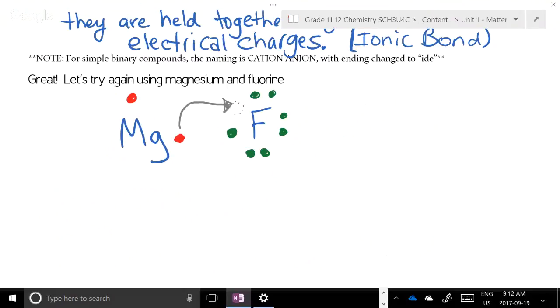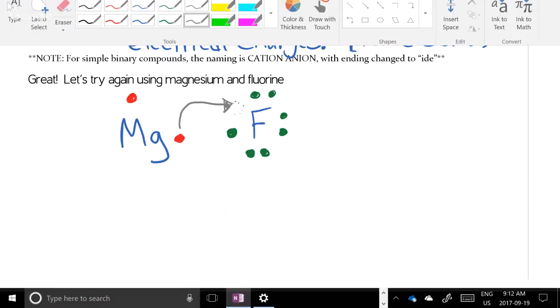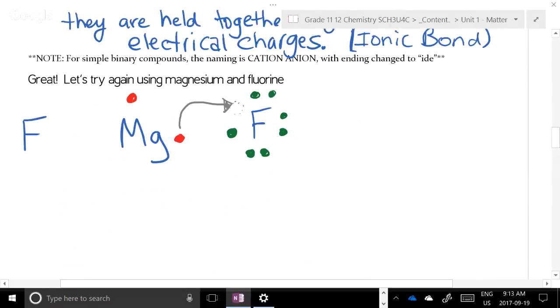It's happy. Is fluorine going to want another electron? But magnesium still has one. Is magnesium stable and happy? What do we have to do? How? All I have here is magnesium and fluorine. So what am I going to do? Yes. Brilliant. That's exactly right. We are going to add another fluorine atom.